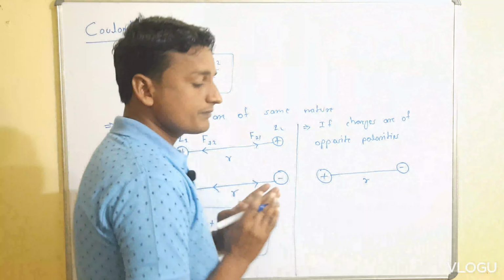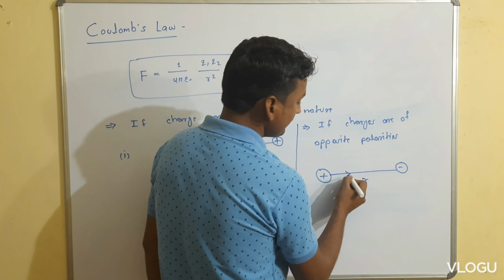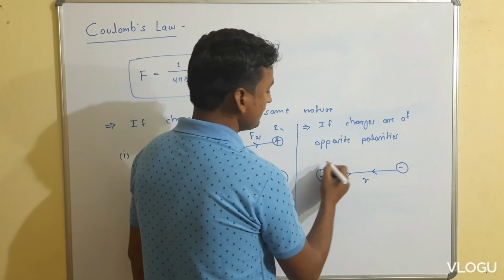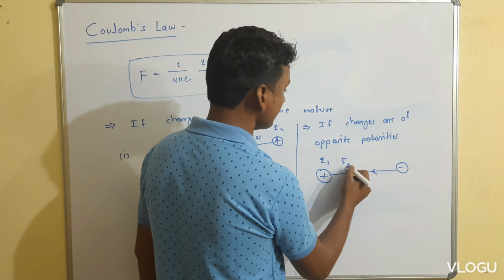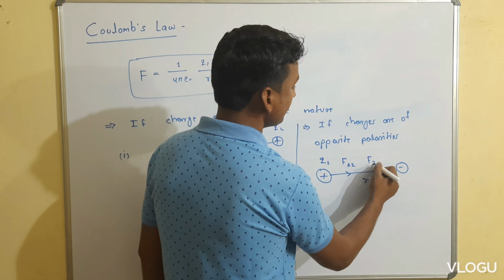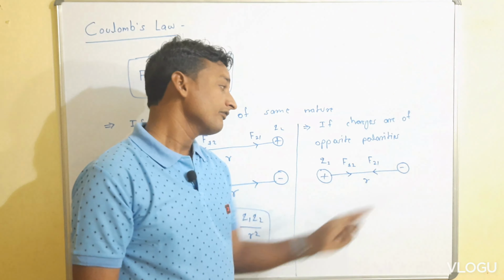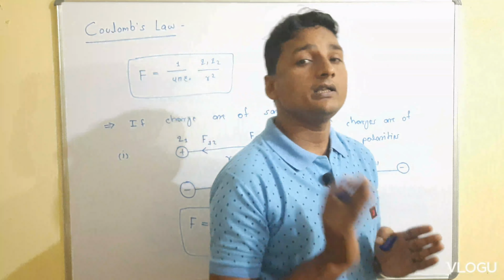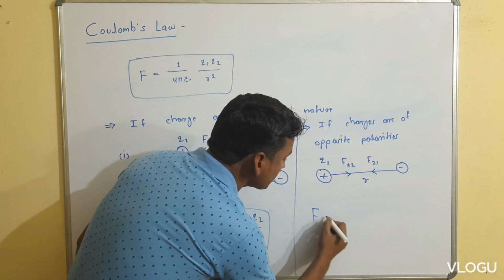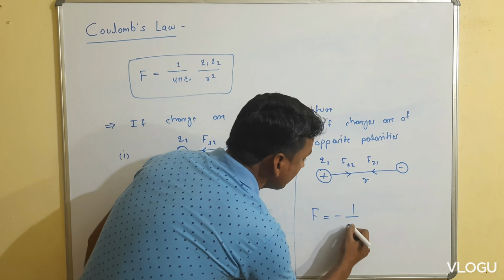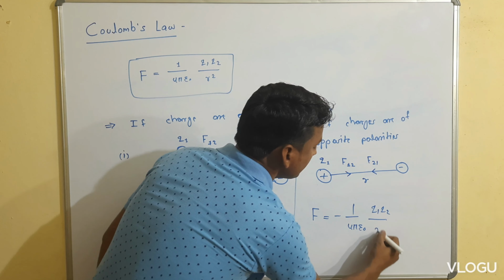Now, the force between two opposite charges is the force of attraction. That is, they will attract each other like this. If this is Q1, this is F12, force on first due to second. It is F21, force on second due to first. This is the force of attraction. When two charges attract each other, the force between them is expressed by F is equal to minus of 1 by 4 pi epsilon naught Q1 Q2 divided by R square.